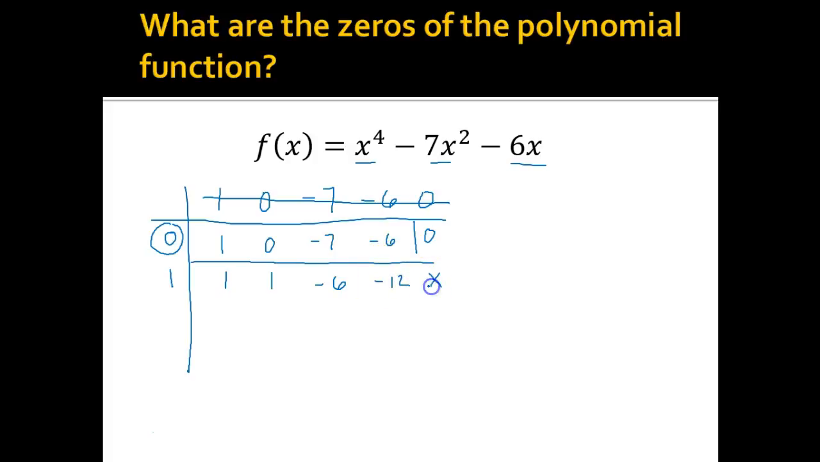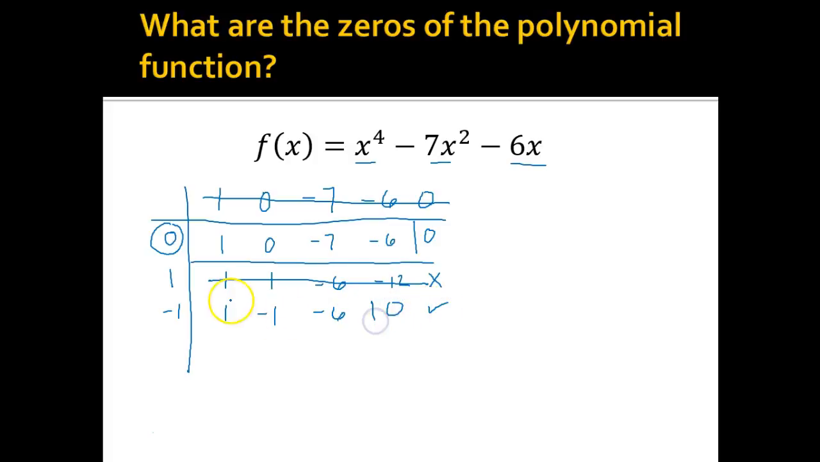Okay, that's not 0, so that didn't work. Cross that one off, and we'll try -1. That was close, so maybe this will work. 1, bring down the 1, times -1 is -1, minus 0 is -1, times -1 is 1, minus 7 is -6, times -1 is 6, minus 6 is 0, and that one worked.